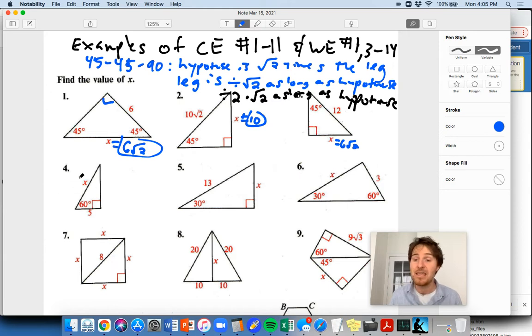I won't write the 30, 60, 90 degree shortcuts down here because those are some of your summary statements that were on your Friday homework that you put at the very end. Hypotenuse, exactly twice as long as the shorter leg. So if this is 5, that's 10. Boom, we got an answer there.